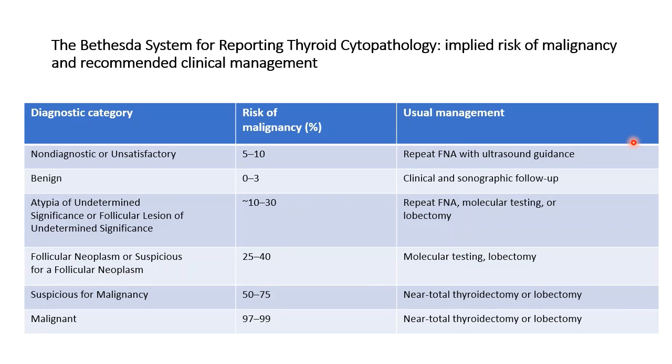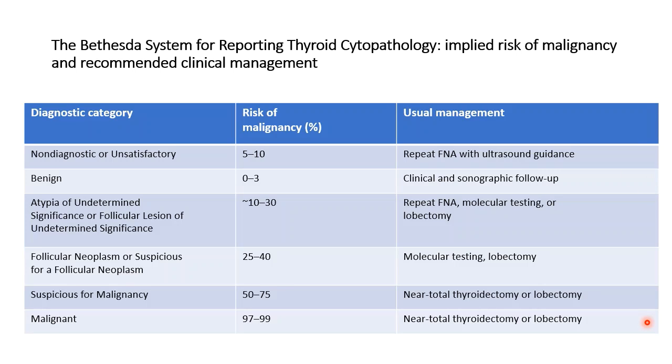So each of these categories is further assigned a risk of malignancy. You can see the benign category has a risk of malignancy of 0 to 3%, whereas the malignant category has the maximum risk of malignancy, up to 99 to 100%. And based on the risk of malignancy, the management of each category has been decided. All these are evidence-based management guidelines.